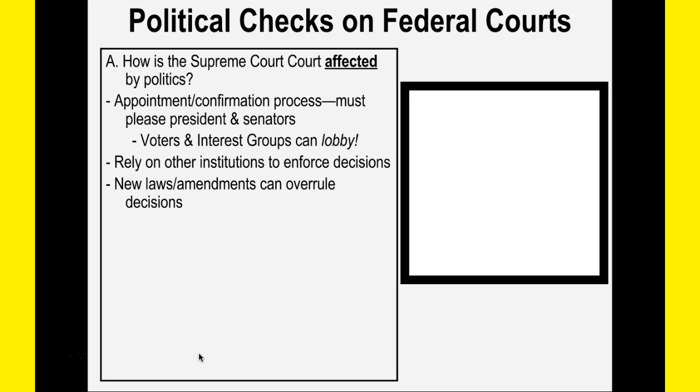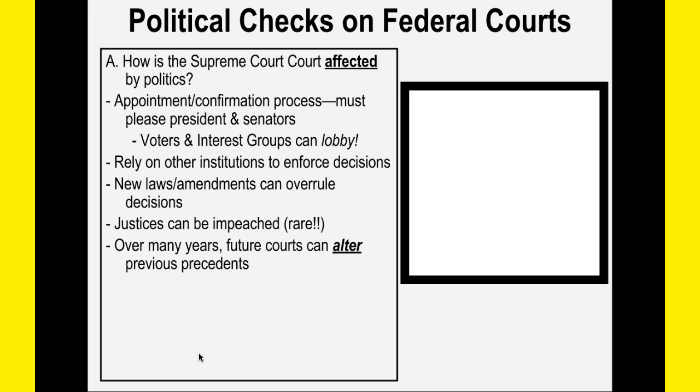Amendments, when you add an amendment, it becomes part of the Constitution, and then the Supreme Court has to use that in their decision making. And then, of course, justices can be impeached if they do something illegal or something that really deserves it. They're going to make decisions that might not be very pleasing, but it's rare. It's rare that they're going to use the ultimate weapon against a judge, whether they're at the district, circuit, or Supreme Court level.